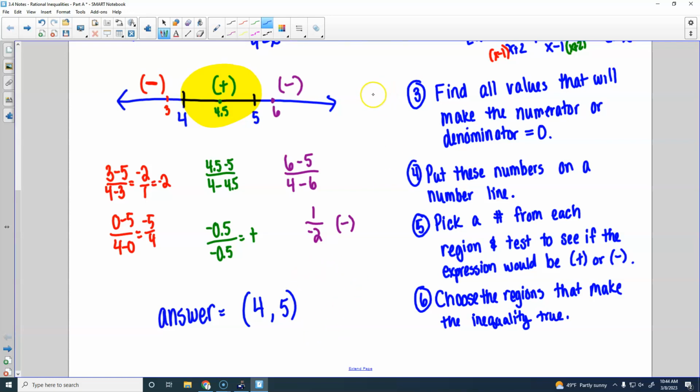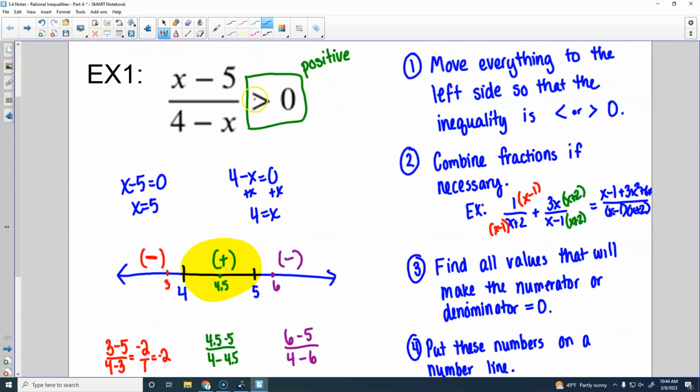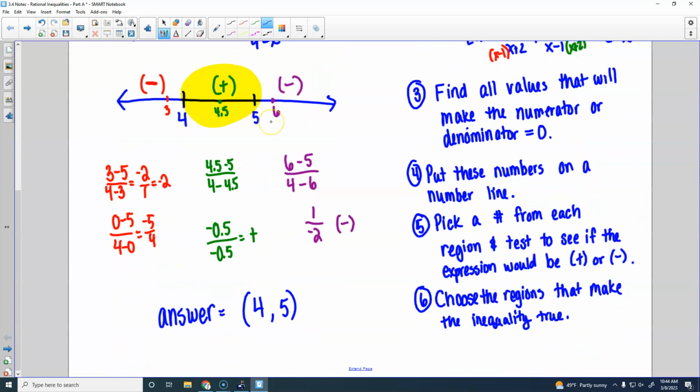Notice that I used parentheses instead of brackets. That is because my original problem was a greater than problem. I don't want to know whether it's equal to 0, right? So if your original problem is less than or greater than, you're going to use parentheses on everything that you would have as your answer.